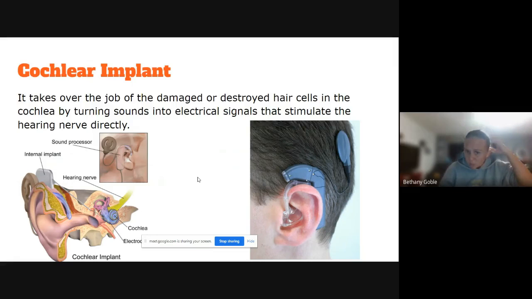He has one. Can he get two? He can. Does he want to? He doesn't. So it's up to him. But he wears hearing aids in both, and he has a cochlear implant in his left one.